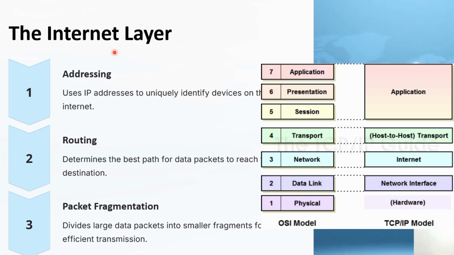Internet layer: it is normally used for addressing the data. An IP address can be used for unique identification of the data over the internet. Then it determines the specific path for data packets to reach the destination. Large data packets can be further divided into small fragments.